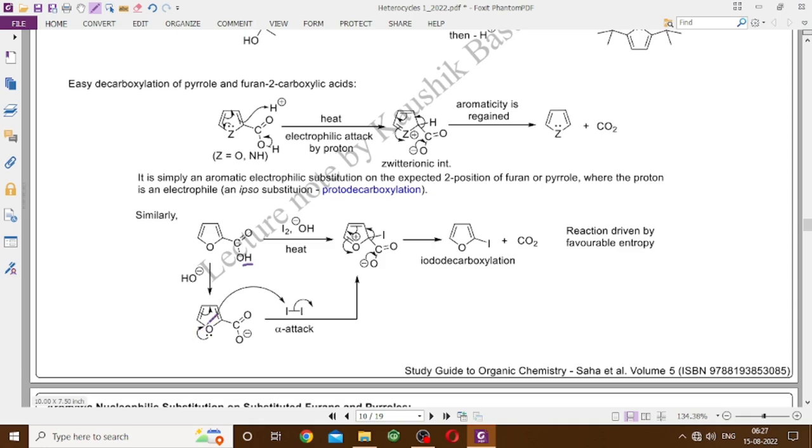This we know is extremely susceptible to the alpha attack, and it undergoes the alpha attack at the position where the carboxylate is present. After the alpha attack, the carboxylate will leave, regaining the aromaticity. We get the 2-iodofuran, and the reaction is driven by the favorable entropy where the carbon dioxide gas is produced inside the medium and escapes.